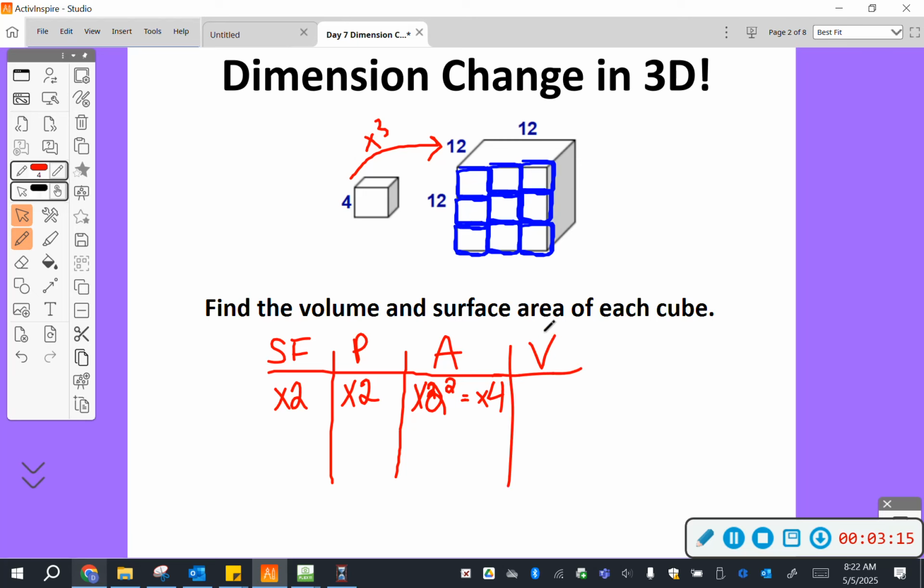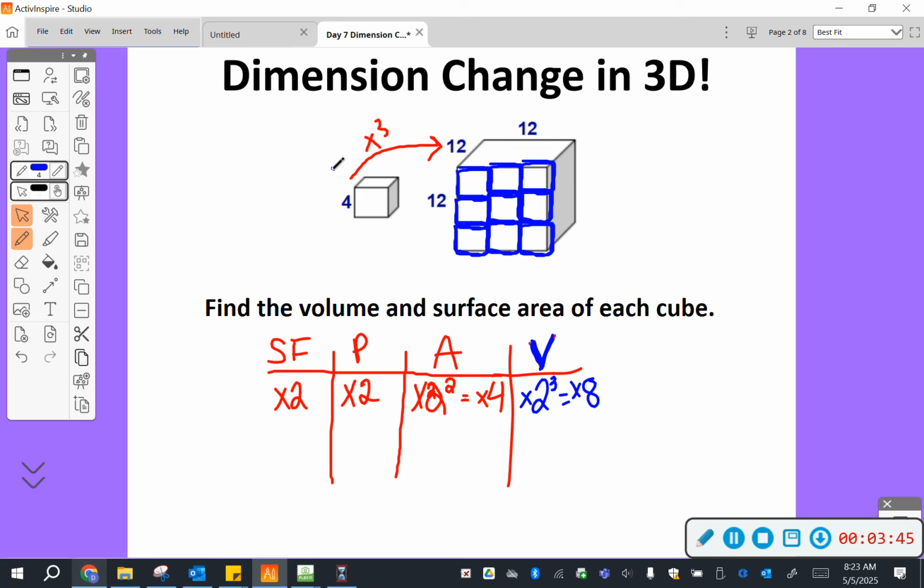We are going to add another column today. We are going to add the volume column. Now, the volume column is going to do what? Anybody want to take a guess? Times 2 cubed. What is 2 cubed? What is 2 times 2 times 2? 2 times 2 is 4, times 2 is 8. So if it was times 2, then it would be times 8.